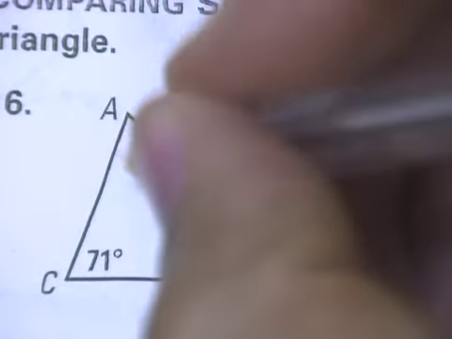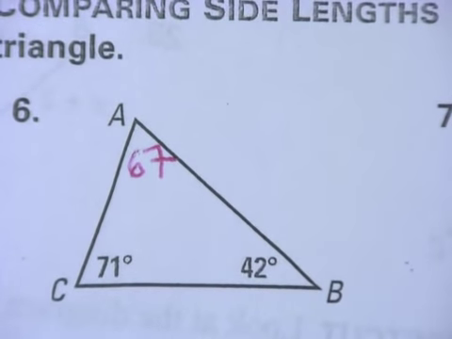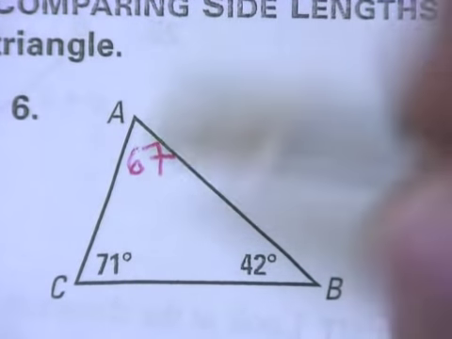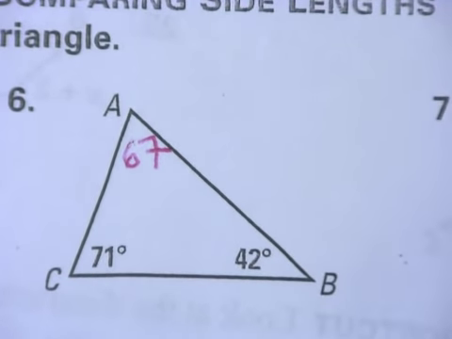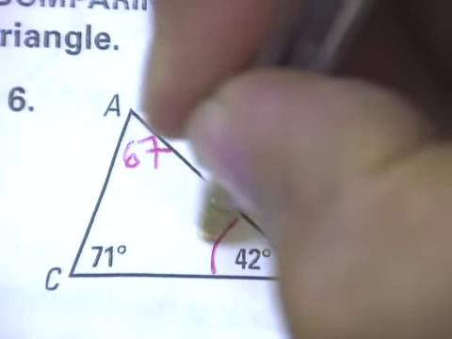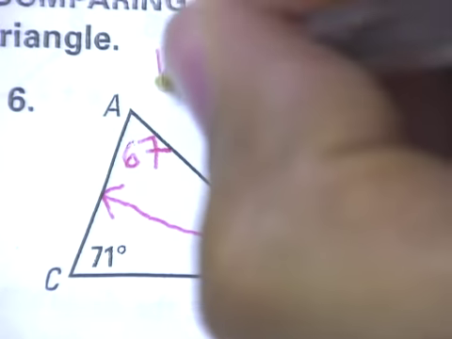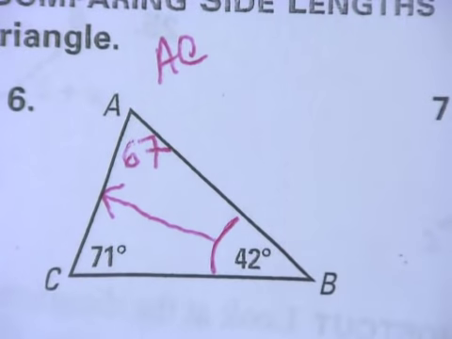So the measure of angle A is 67 degrees. Now that I know that angle A is 67 degrees, now I know what all the angles are. So I'm looking for the shortest and the longest sides. Well, in order to know that, all I need to do is find the smallest and the biggest angle. 42 is the smallest angle, and it's across from AC. So side AC is the smallest side.